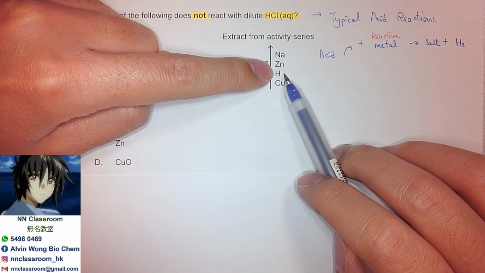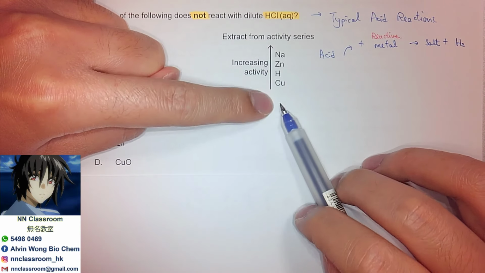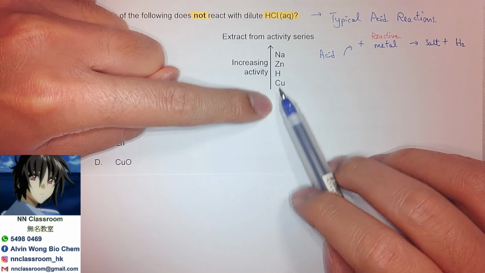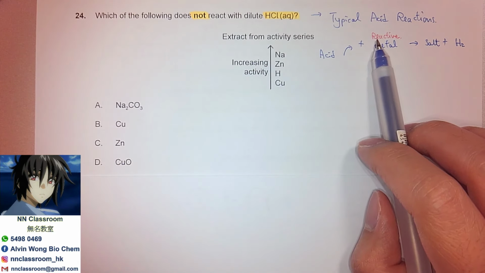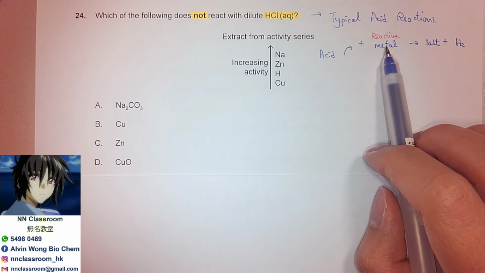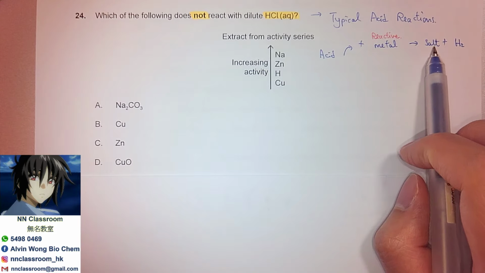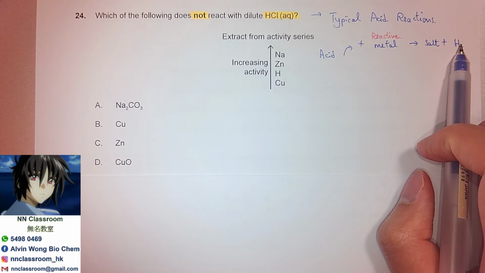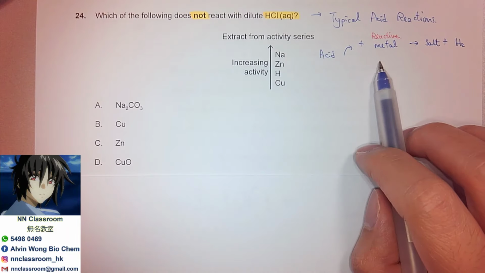So in this case, if you see copper, silver, gold, mercury, those are species below the hydrogen position, which means they are treated as less reactive metals. And with less reactive metals, you can't demonstrate a typical acid reaction resulting in salt and hydrogen gas after the reaction with acid, right? So that's why I remind you.